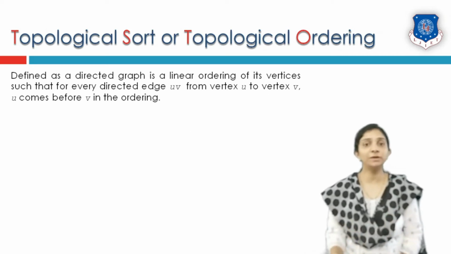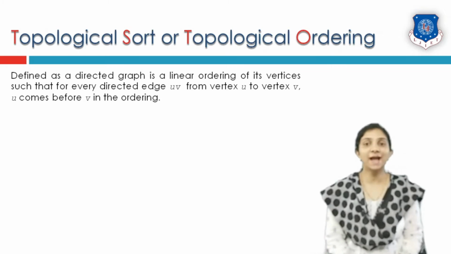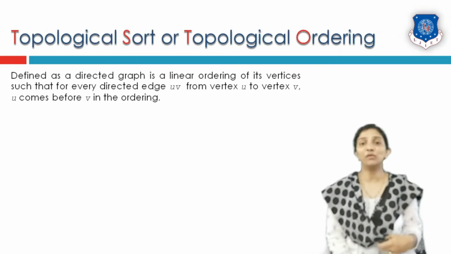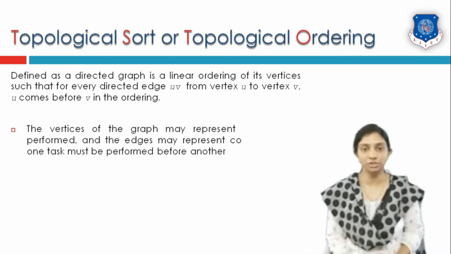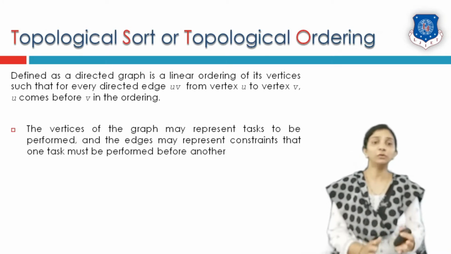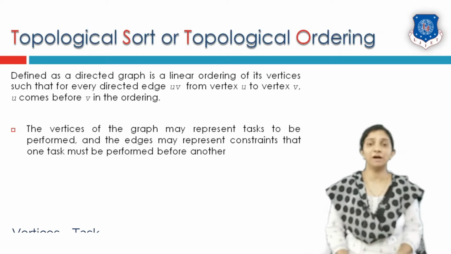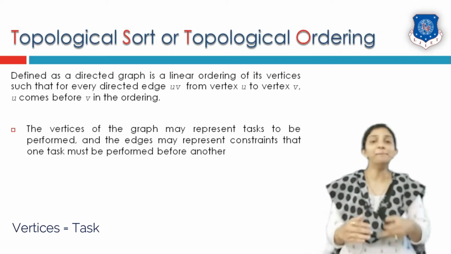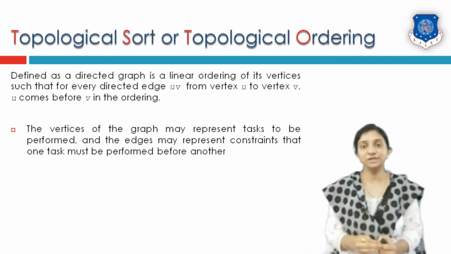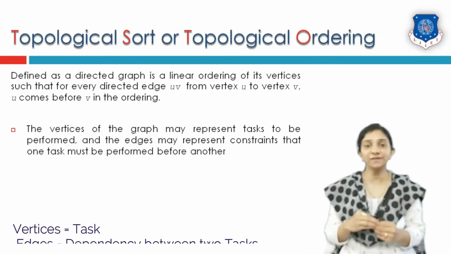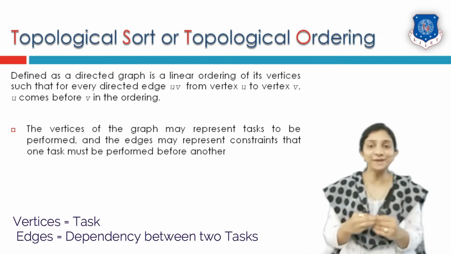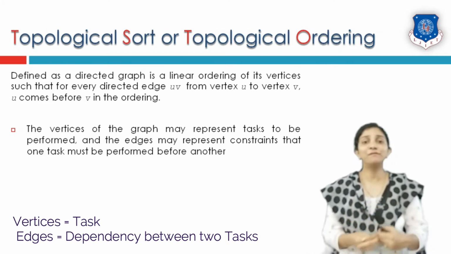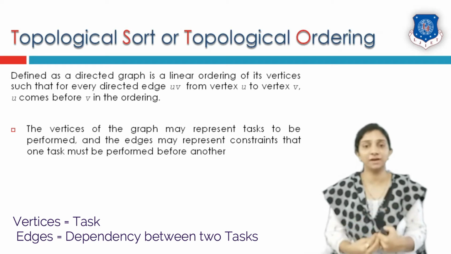At the end, we will also see what the applications of topological sorting are, to make clear why we implement topological sort. So, the vertices of a graph may represent tasks that are to be performed, and the edges between these vertices show a constraint that one task has to be performed before another task.